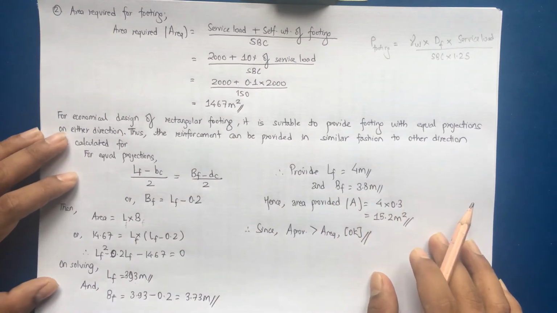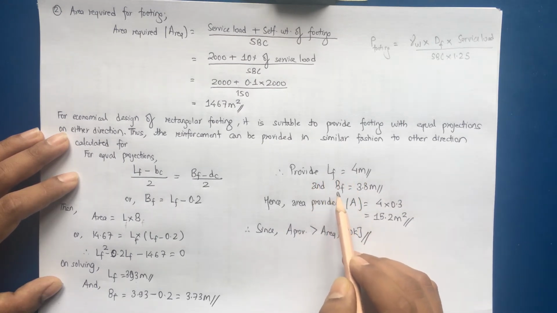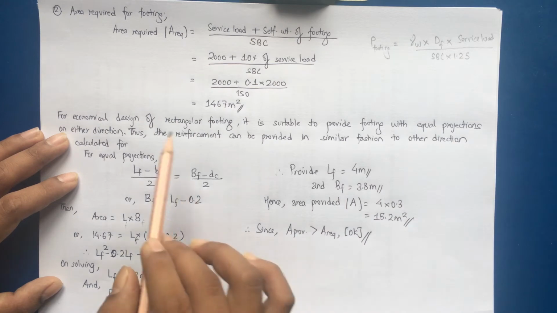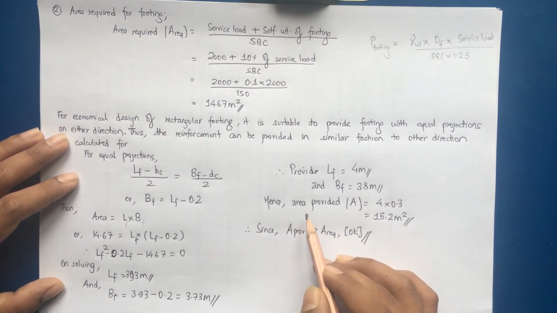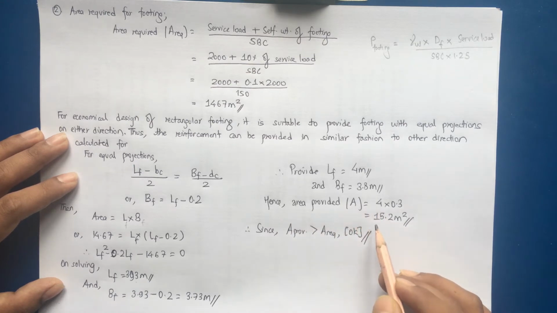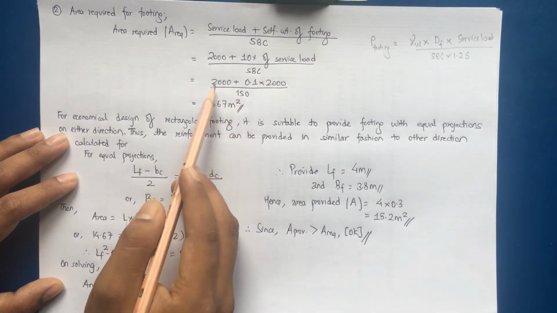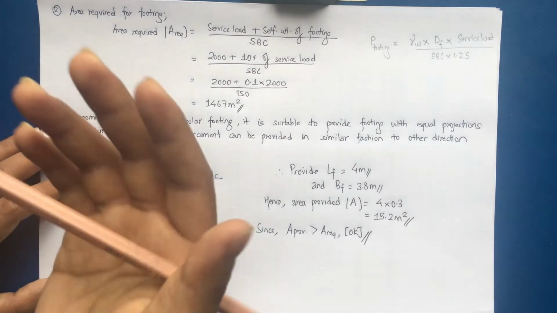For workability, we will take rounded values. So provide length of footing as 4 meter and breadth of footing as 3.8 meter. This gives us a difference of 0.2 such that the equal projection condition can be achieved. Hence the provided area is equal to 4 into 3.8, which is 15.2 meter square. The required area was 14.67 considering the soil bearing capacity, and the provided area is 15.2 meter square, that is, the value is greater as I have said.